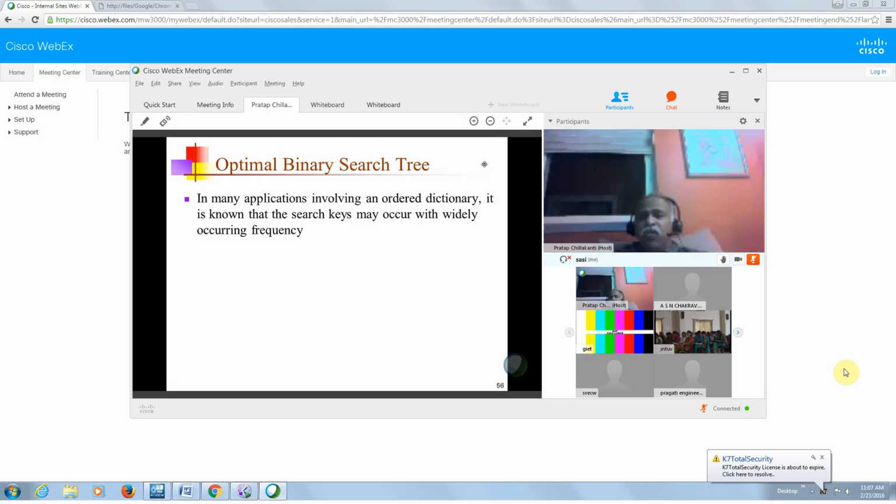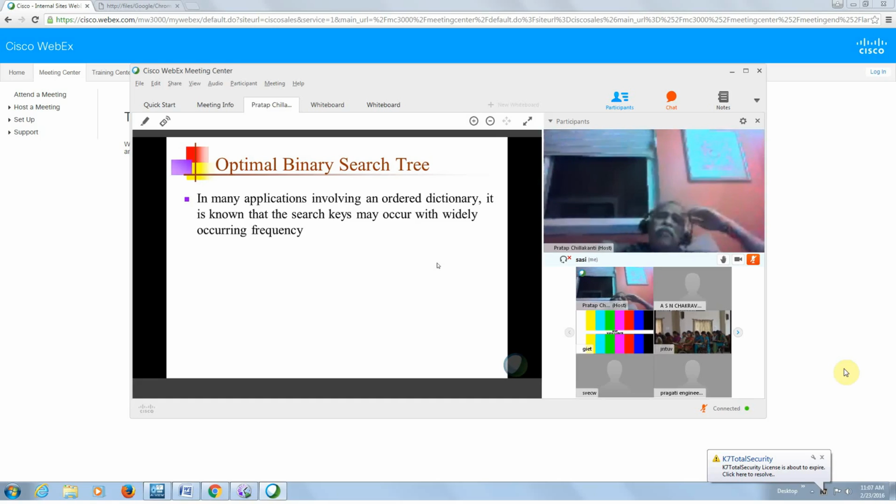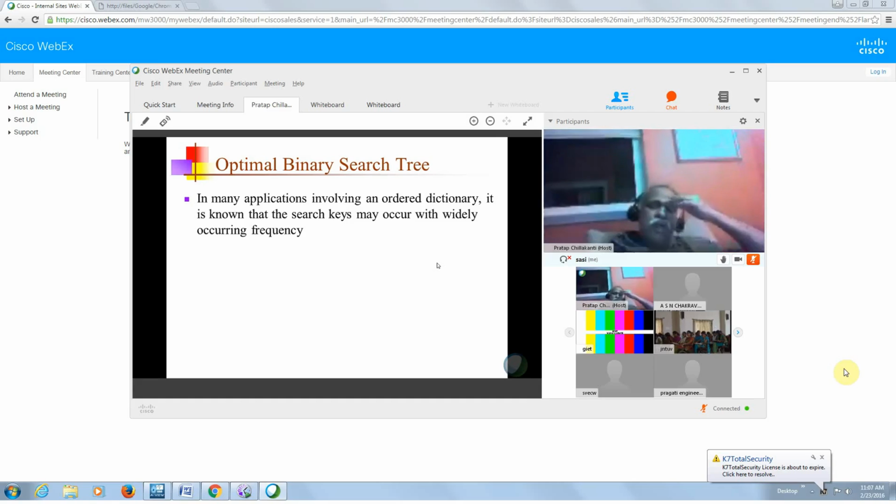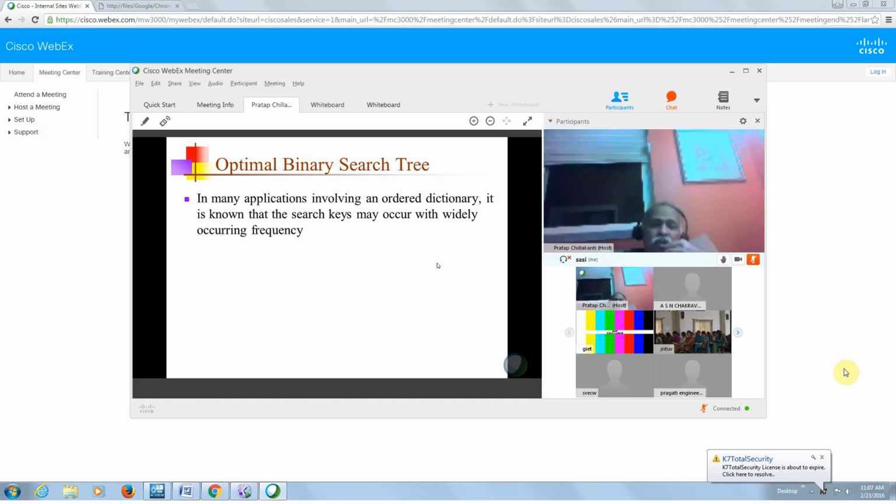So why do we talk about optimal search trees? What is the motivation for that? We already know binary search trees. Whenever I have a search key, I go to the root. I either follow the left subtree or the right subtree, depending on the value I'm looking for.